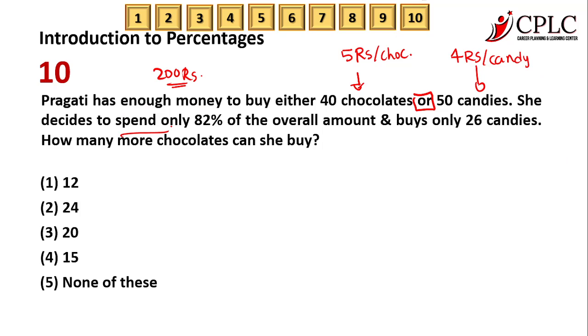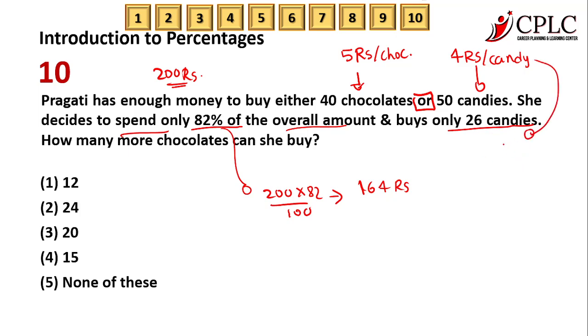Now, she's not spending the entire amount. She's only spending 82% of that. So 82% of 200 obviously is 164 rupees. So she's going to spend only 164 rupees. And then she buys 26 candies. For one candy, we know the price, 4 rupees per candy. So for 26 candies, she will be spending 104 rupees from 164 rupees. So she'll be now left with only 60 rupees.